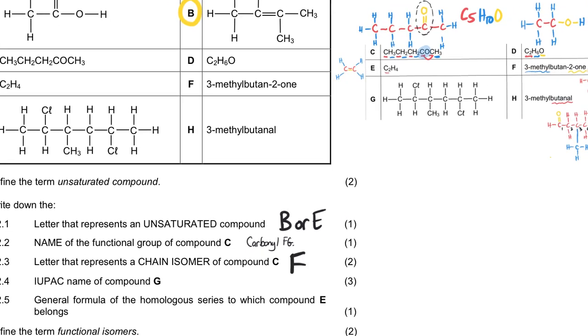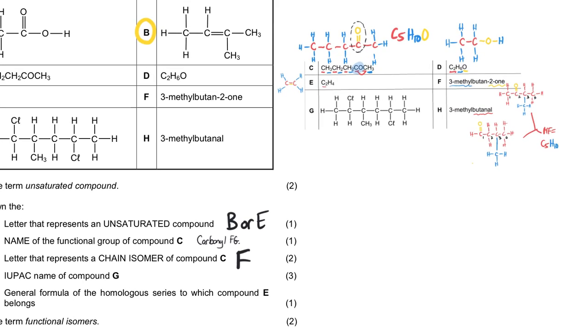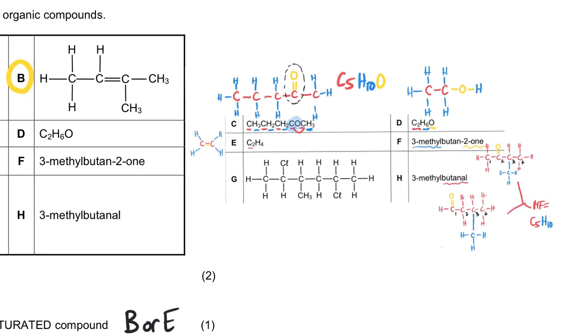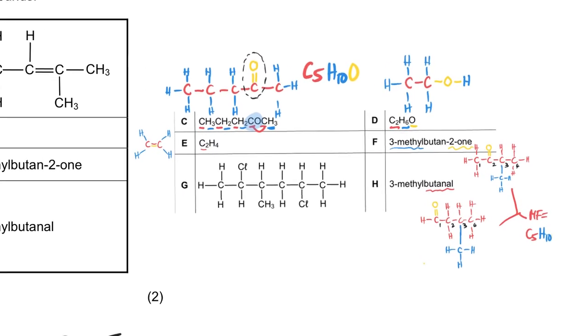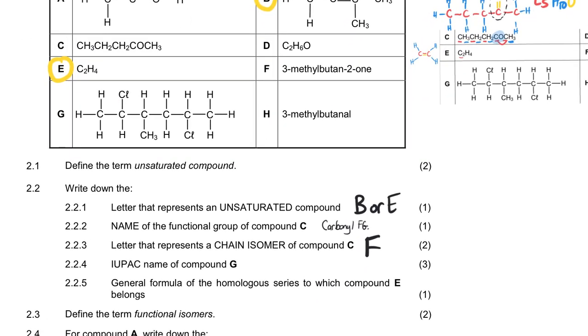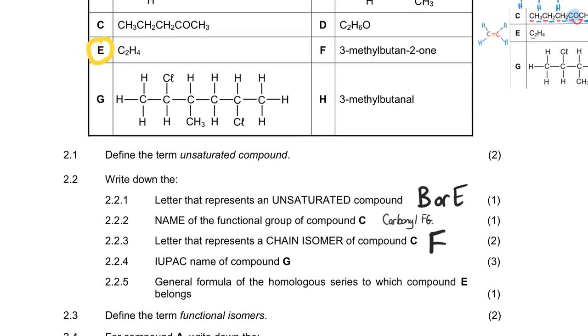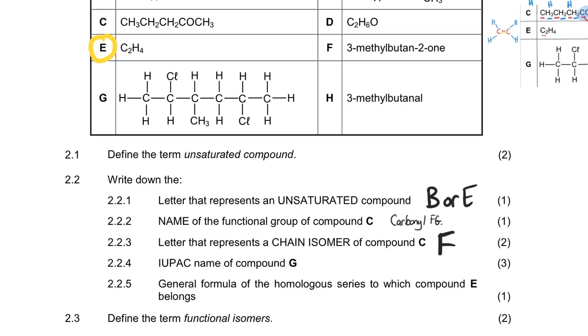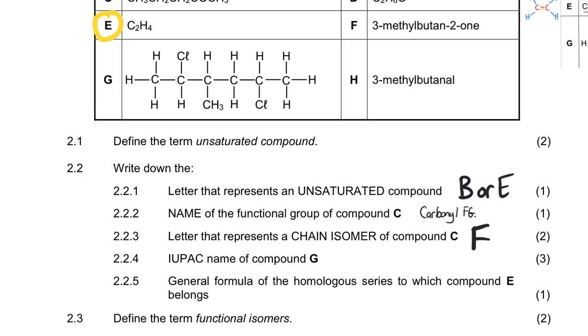Now, I think it would be quite difficult to actually unravel that if we hadn't done this already. So that's why I suggest that we do that. The IUPAC name of compound G. So if we look at the IUPAC name of compound G, G has been explicitly written in structural formulae.